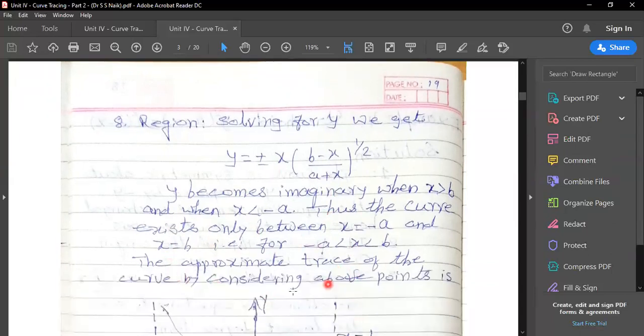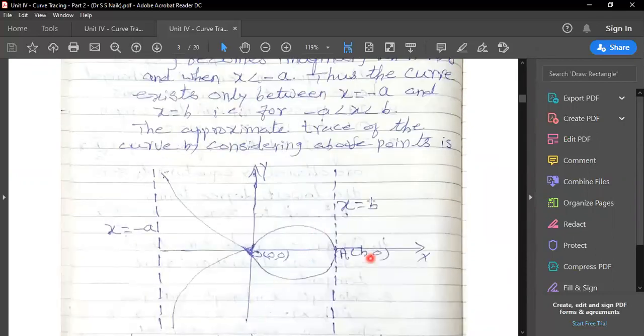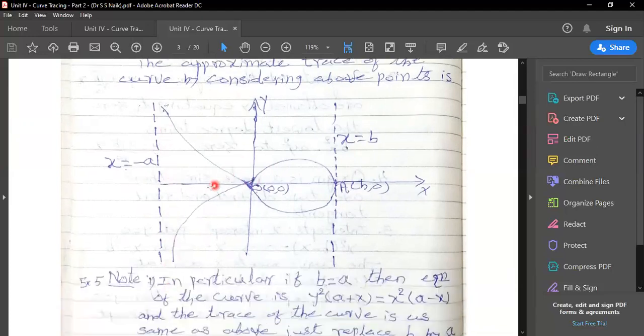The approximate trace of the curve, considering all the above points, is this: it passes through the origin, then this becomes the node and this becomes the point (b, 0), x is equal to b, x is equal to minus a. Then in particular, in the above equation, we can get two more problems.